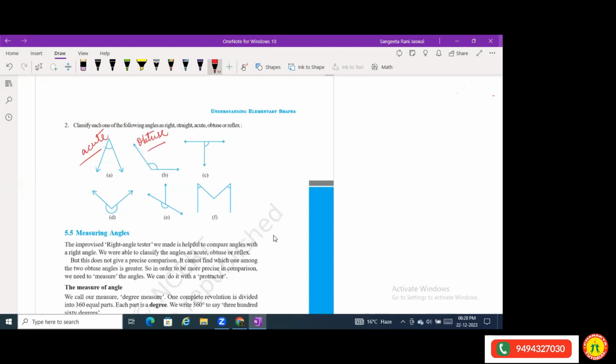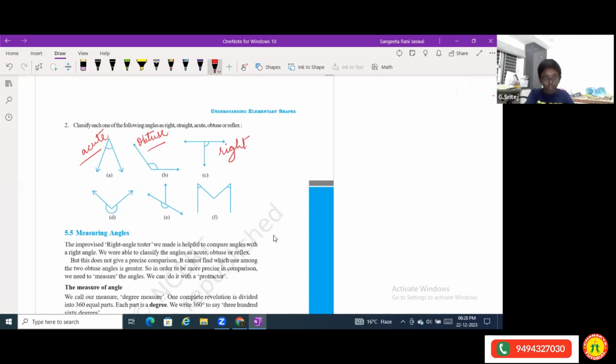Classify each one of the following. What angle is this? It is a right angle. Why do you call it a right angle? Because it is 90 degrees. Because the lines are standing straight on each other, it's making an angle of 90 degrees. Very good.